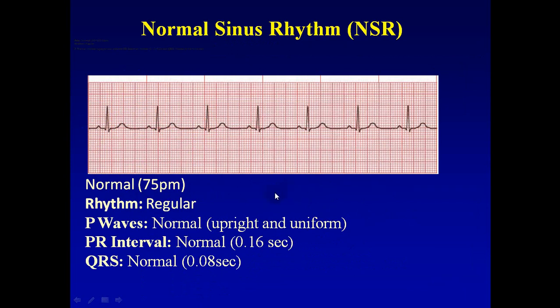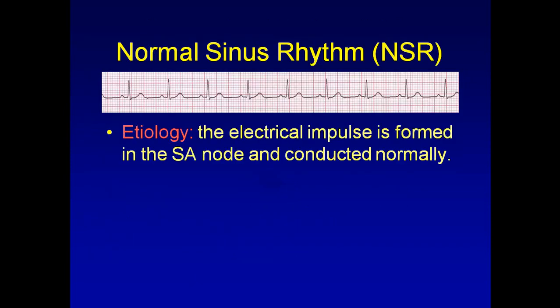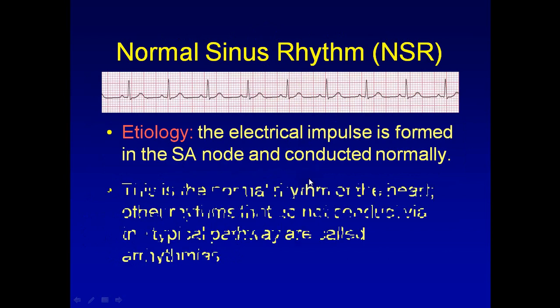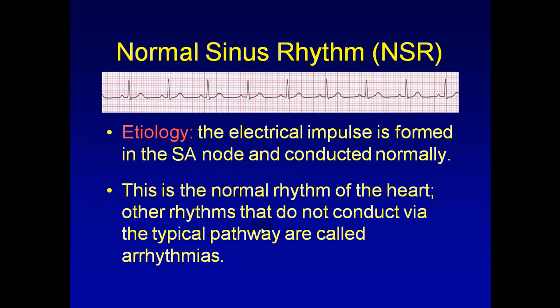This is the criteria of normal sinus rhythm. What is meant by normal sinus rhythm is that the origin is in the sinus node and it follows the normal conducting system, the interatrial conducting pathways, then the AV node, then the bundle of His, then the bundle branches to the Purkinje system. So in normal sinus rhythm, the electrical impulse is formed in the SA node, the natural pacemaker of the heart, and conducted normally. Arrhythmias do not conduct via the typical pathways, and any change from normal sinus rhythm is called dysrhythmia.